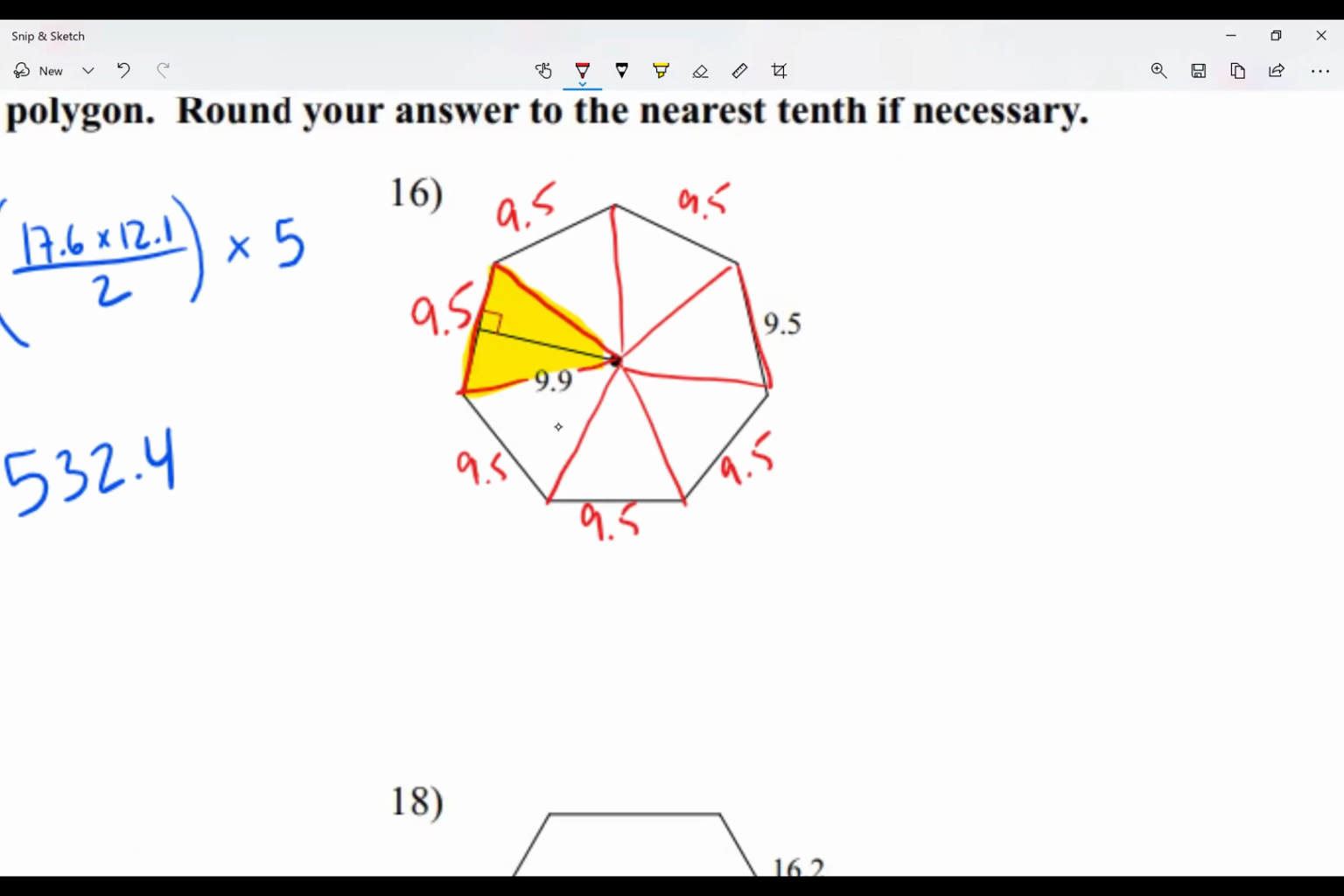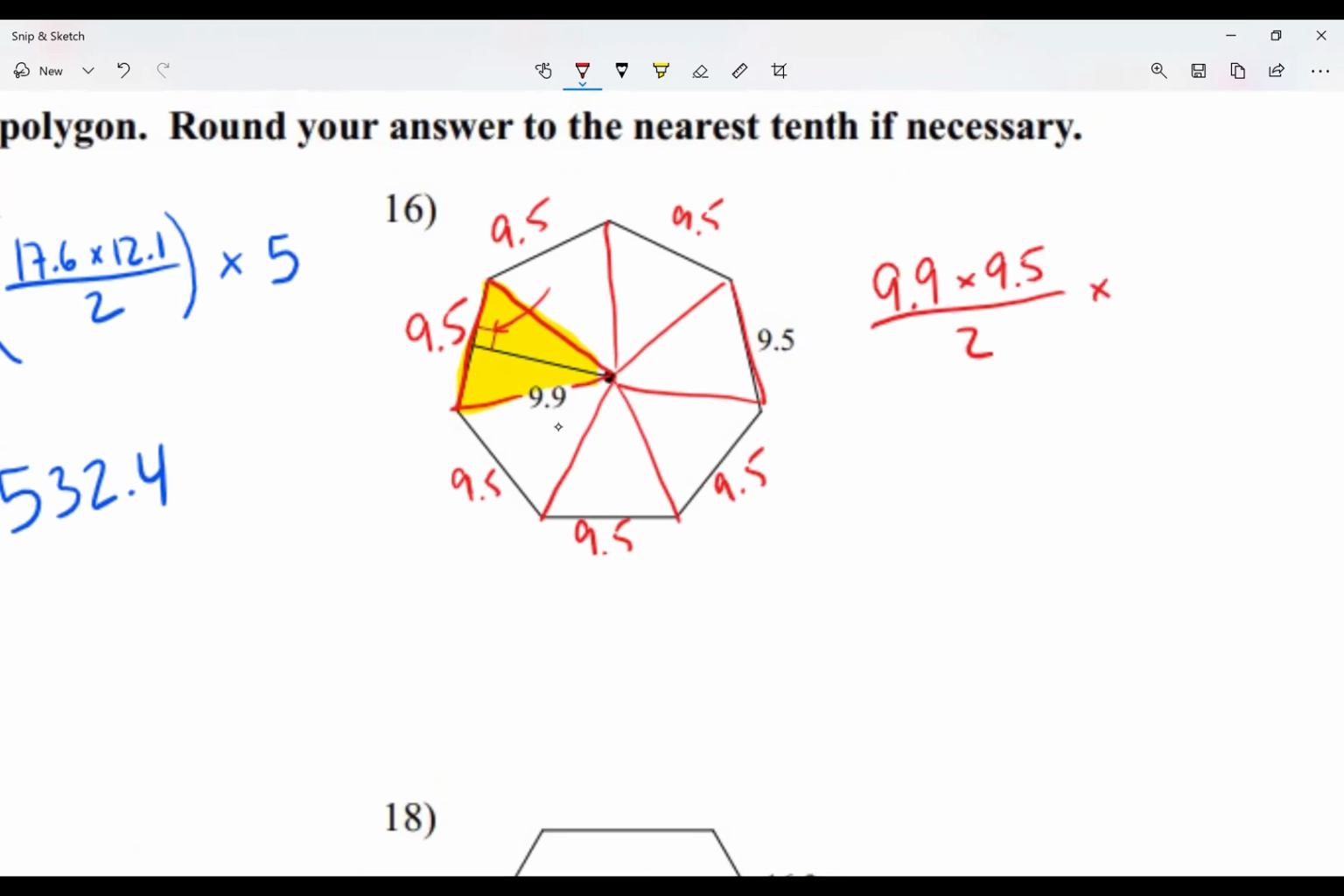So, okay, for my triangle, notice the 90-degree angle is made by 9.9 and 9.5. So for the triangle alone, the one that I have highlighted, I'm going to say 9.9 times 9.5 divided by 2. That is the one triangle. My result in here, I will multiply this by 7 because there's 7 sides. That means I have 7 triangles.